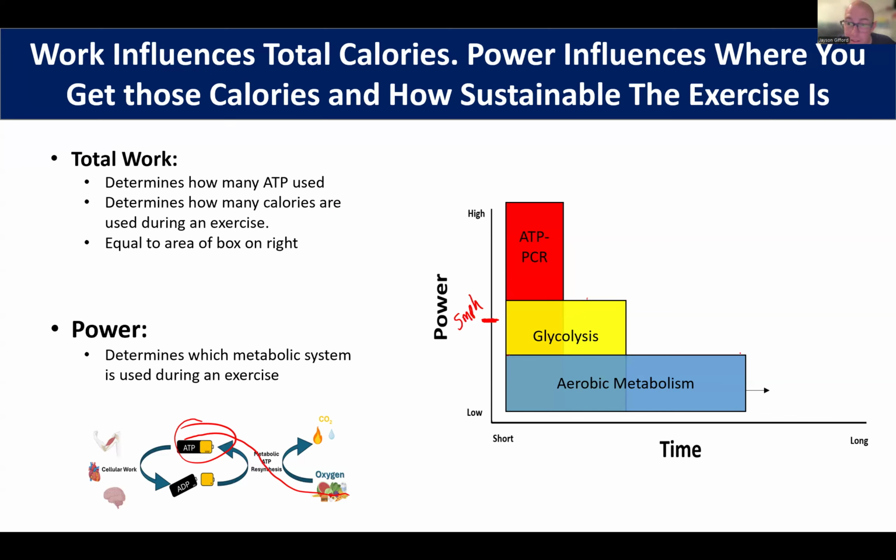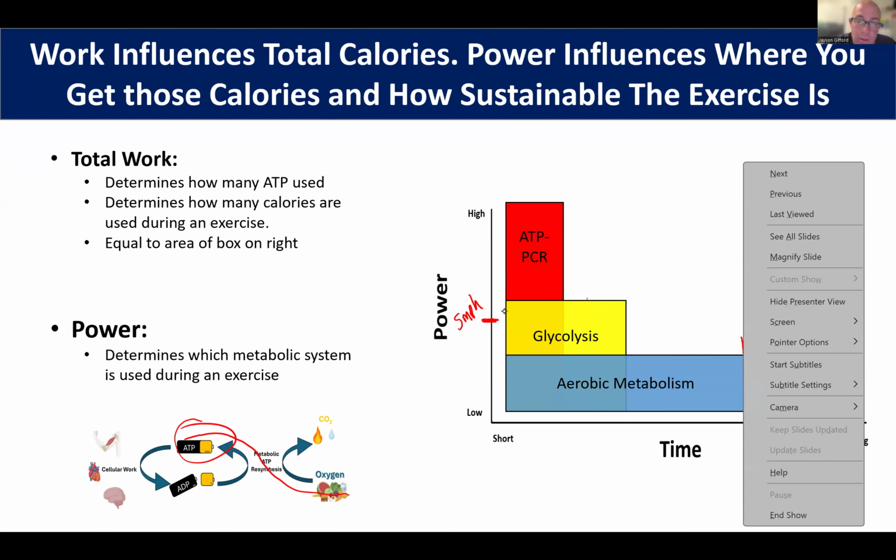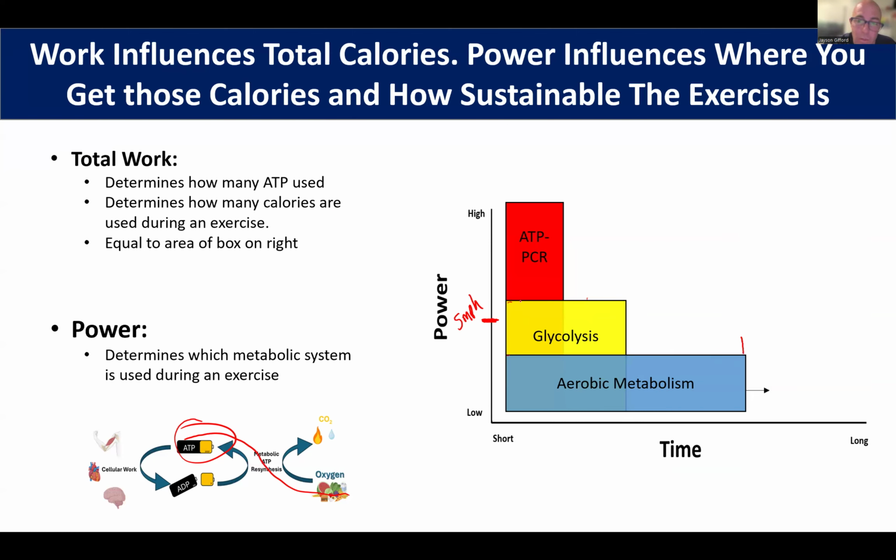After training, this aerobic metabolism box increases, meaning you have more mitochondria, you have a bigger heart, more blood flow. And so now all of this power output at 5 miles per hour can be fueled aerobically, and you can go a lot longer. That's why we see huge increases in endurance with endurance training. We can shift to more sustainable metabolic pathways.